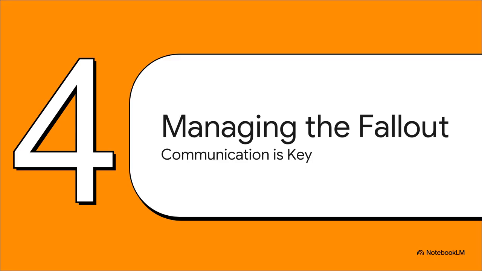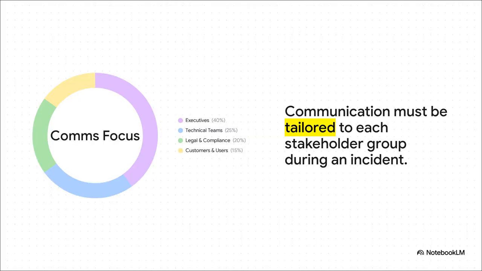But look, the response is never just technical. An AI incident is a people problem too. It's a crisis, and managing that fallout means you need a calm, clear, and really well-coordinated communication plan. You've got all these different people to talk to, and you can't tell them all the same thing. Your executives, they need to know the business impact and when you'll be back up and running. They don't need the gory technical details. Your technical teams, though, they need exactly that, all the details to fix the problem.